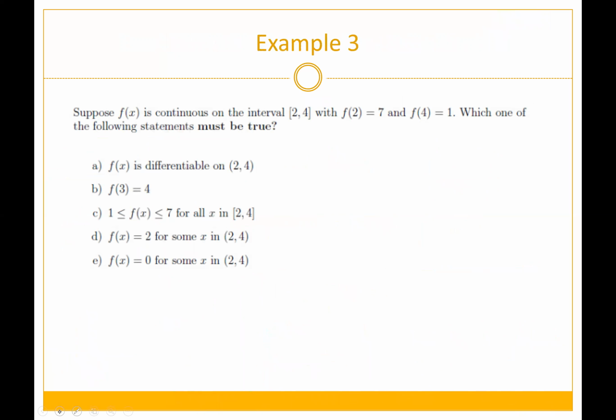Now example 3. Suppose f(x) is continuous on the interval from 2 to 4 with f of 2 equal to 7 and f of 4 equal to 1. So this is also another application of the intermediate value theorem.